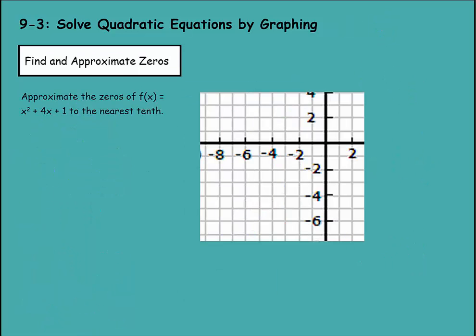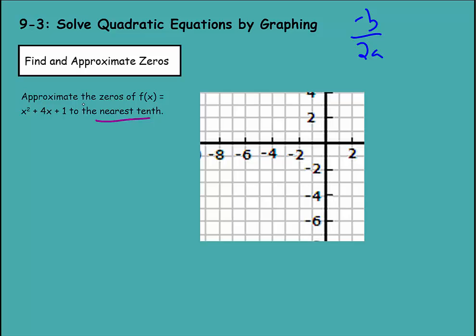So now we're being asked to approximate the zeros of f of x equals x squared plus 4x plus 1 to the nearest tenth. So what we need to do is graph, and I imagine that since we need to approximate, it's not going to be a whole number, so we're going to have to make a little bit of a guess. Well, we could find the vertex by doing the vertex formula, negative b over 2a.